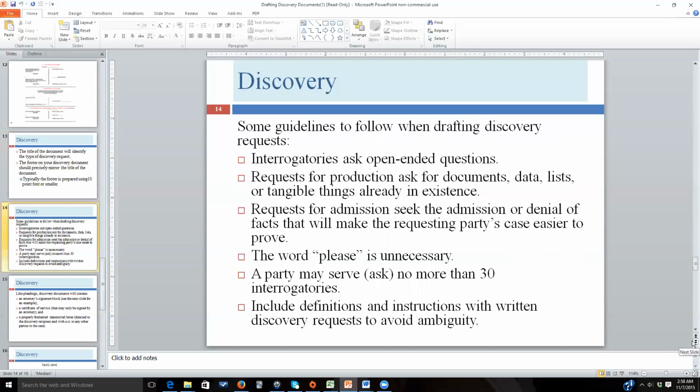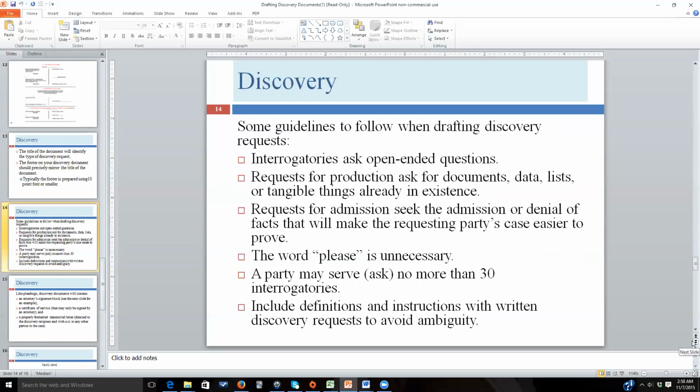So here's some things to keep in mind. When you're drafting interrogatories, you're largely going to use open-ended questions, not yes-no questions, but things like, what happened on this day relating to the car accident or whatever.